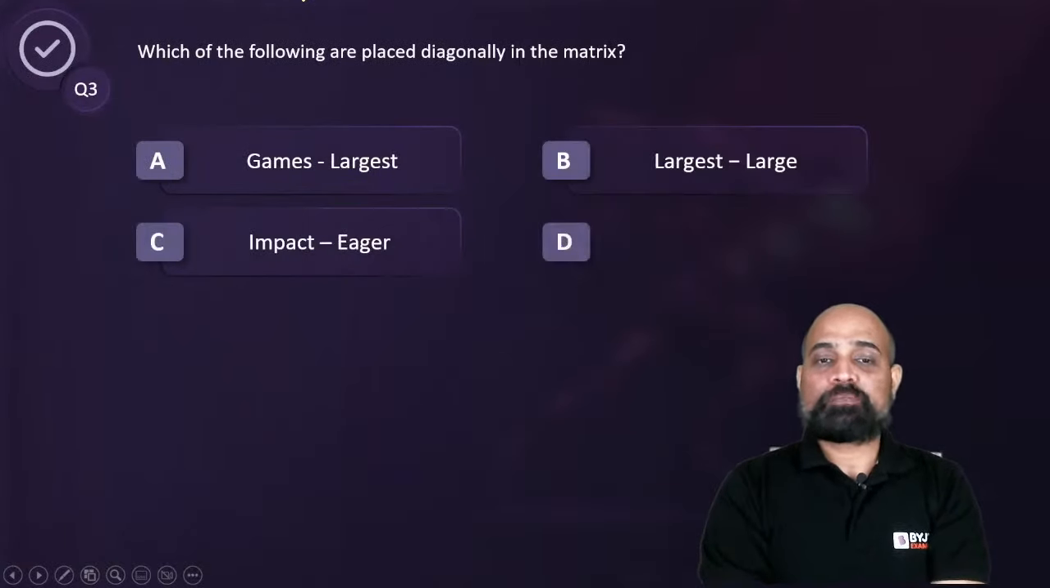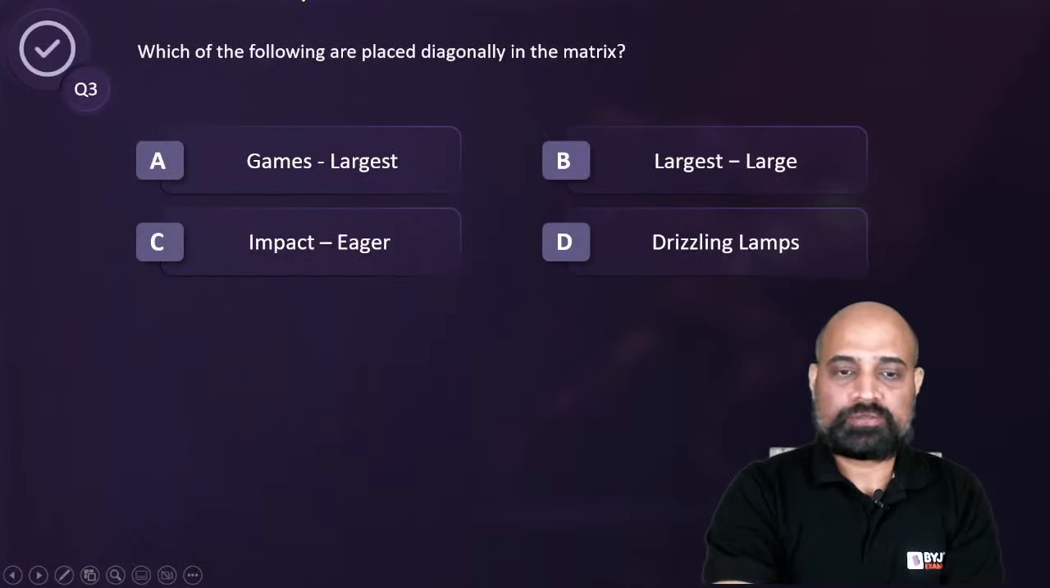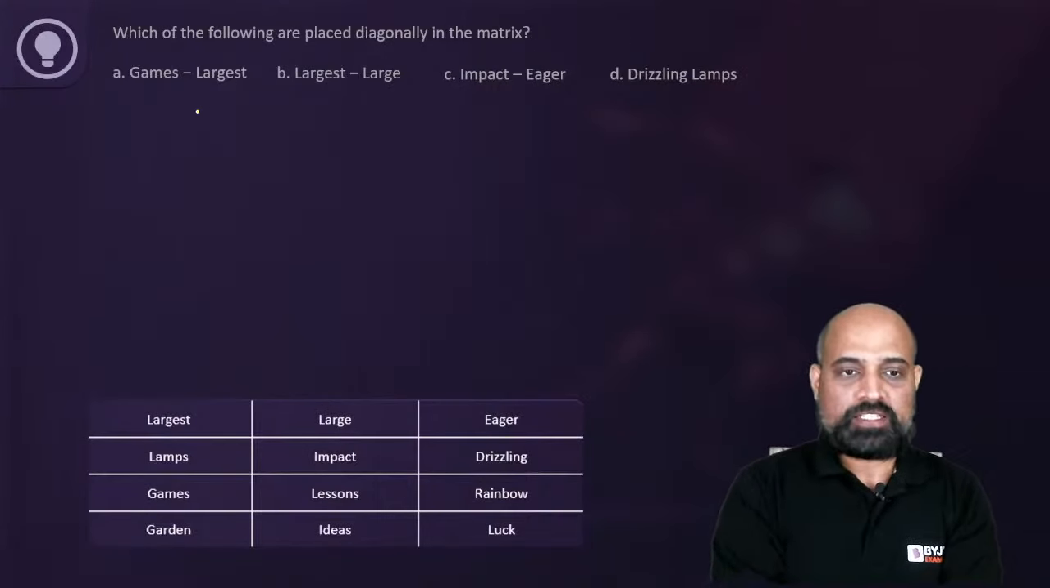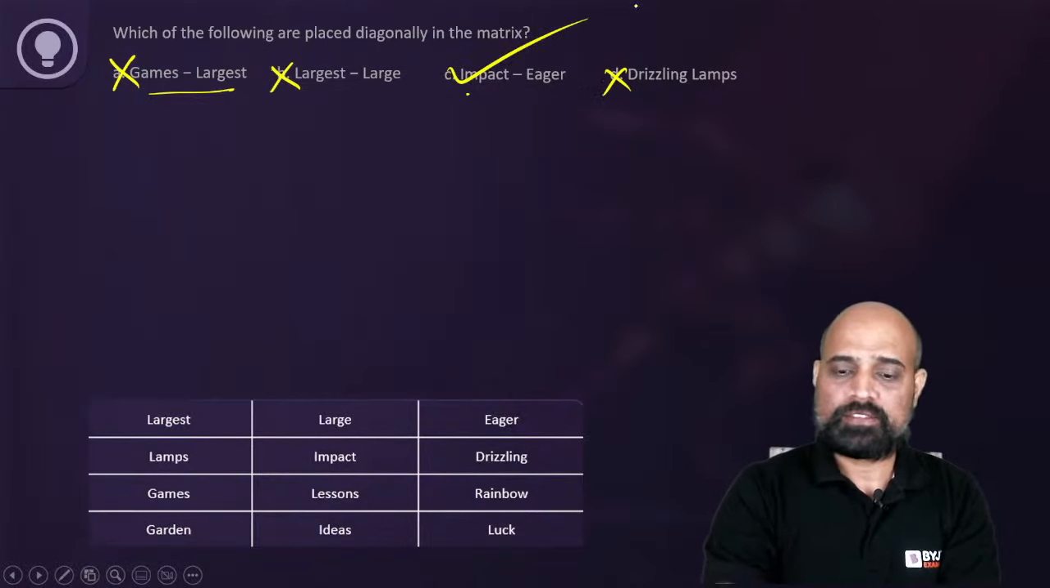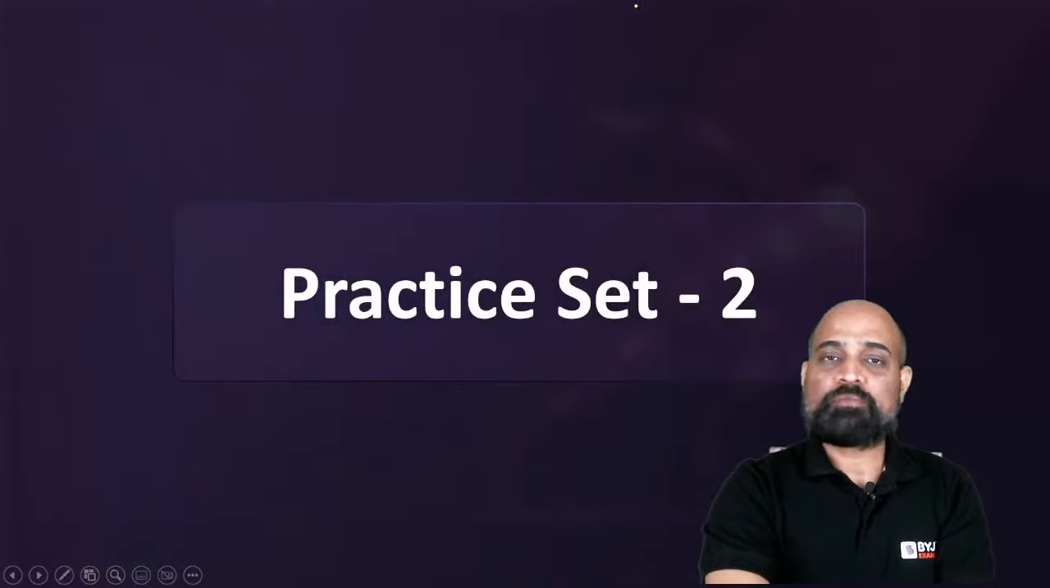Which of the following are placed diagonally in the matrix? Largest and games. No, they are not diagonal. Largest and large. No, they are not diagonal. Impact and eager. Yes, they are diagonal. Drizzling and lamps, of course, will not be diagonal. So impact and eager.